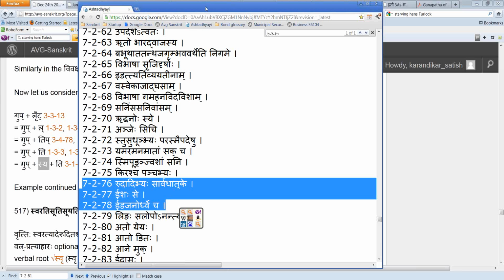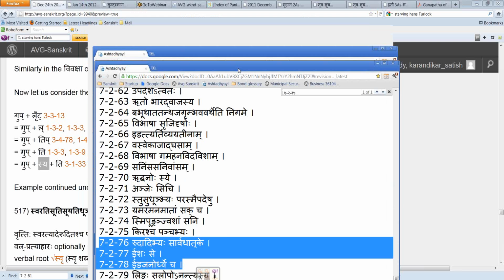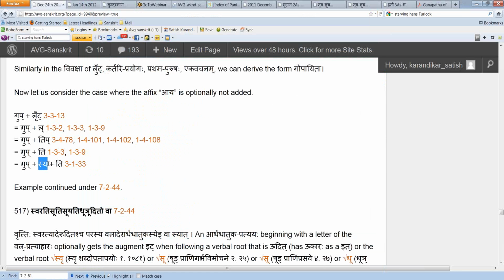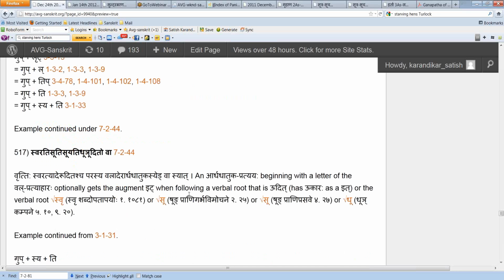Okay, so what do we need right now? Right now we have a situation where we have dhatu gup plus sya plus ti. So as a first stop, definitely idagama praptah, because of ardhadhatukasyed valadeh. But now comes a special rule which says svarati suti suyati dhuy uditova. So the padaccheda is svarati, suti, suyati and dhuy. It is four dhatus. Suti is the second one, suyati is the third one, and dhuy is the fourth one, and then uditova.